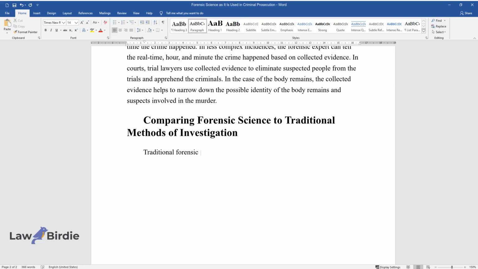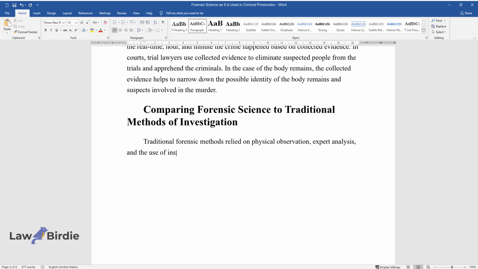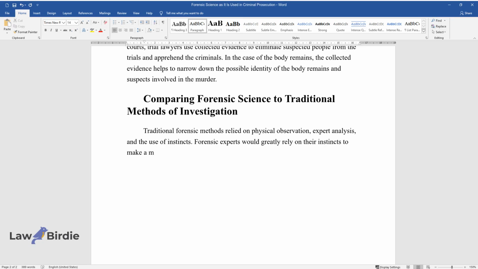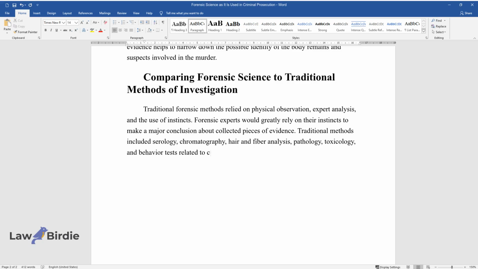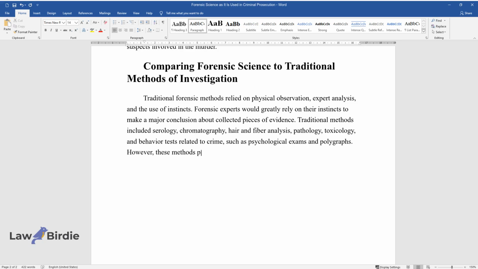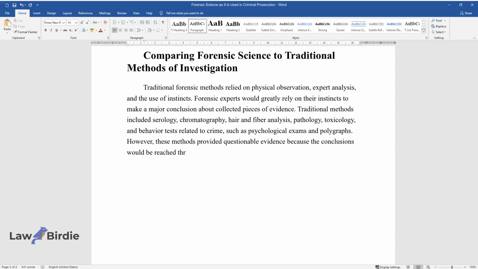Traditional forensic methods relied on physical observation, expert analysis, and the use of instincts. Forensic experts would greatly rely on their instincts to make a major conclusion about collected pieces of evidence. Traditional methods included serology, chromatography, hair and fiber analysis, pathology, toxicology, and behavior tests related to crime, such as psychological exams and polygraphs. However, these methods provided questionable evidence because the conclusions would be reached through personal intuitions.